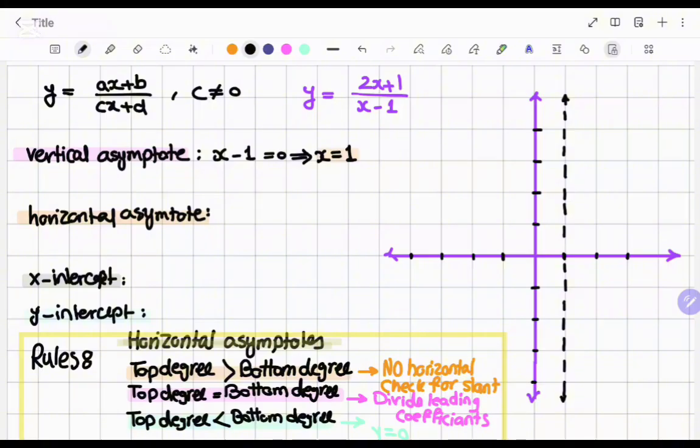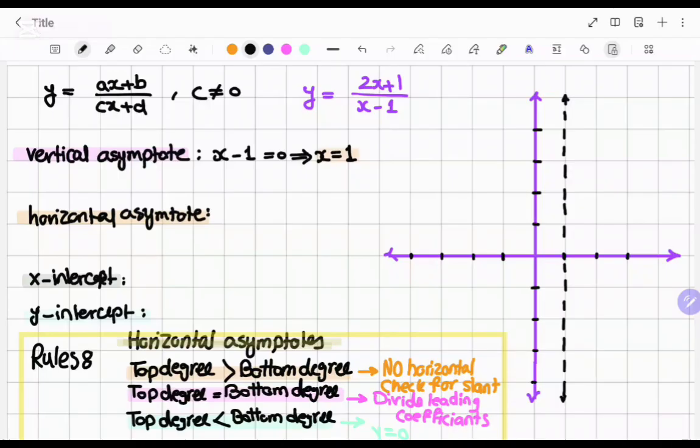About the horizontal asymptote, guys, pay attention. There are some rules. They all have reasons, and I'm going to upload a video on them and link it in the description box below. But it's very easy, if you just want to graph them quickly, to know these rules. If the top degree is greater than the bottom degree, then there are not going to be any horizontal asymptotes, and you have to check for a slant. And if the top degree is equal to the bottom degree, then the horizontal asymptote is found by dividing the leading coefficients.